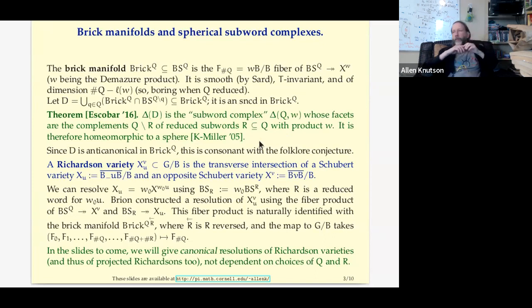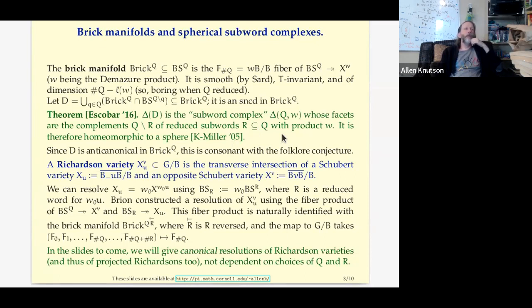So subword complexes in general, the input to make a subword complex is a pair of a word like Q and a Weyl group element like W. The vertices of a subword complex, I'm telling you the definition, are the letters of Q itself, and a collection of letters is allowed to form a face if its complement contains a reduced word for W. That's the definition of subword complex.